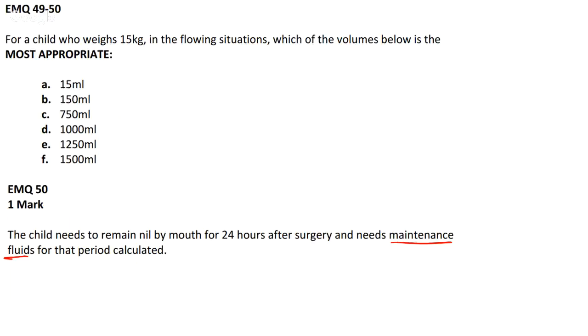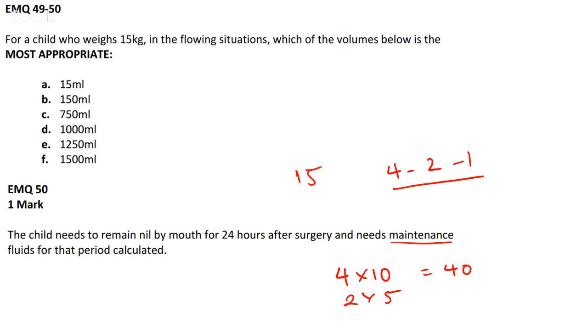Actually, will that actually work? I didn't try that. Okay, so 4, 2, 1. How should we calculate it? So 4 times 10 plus 2 times 5 equals 40, plus 5 equals 10. So this is the step. This is not the 24 hours. Isn't the fluid maintenance calculation different? Yeah, but same ratio. The answer here is 750.